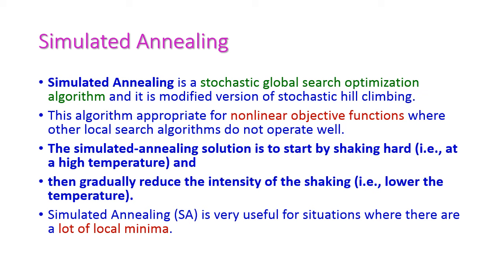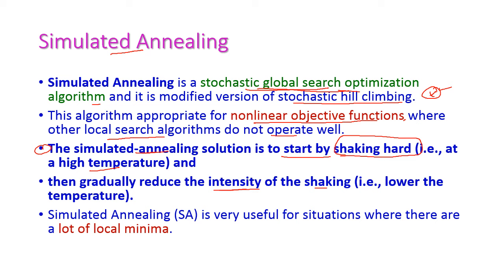The simulated annealing algorithm adopts the procedure of physical annealing. It is a stochastic global search optimization algorithm, and it is a modified version of stochastic hill climbing. Okay, and this is very much suitable for non-linear objective functions where the local search algorithm do not operate well. Hence, this is called as global search optimization algorithm. And this simulated annealing solution is to start by shaking hard, that is at very high temperature, and then gradually reduce the intensity of shaking, that is lower the temperature. Okay, this is the procedure of simulated annealing, and this is very useful for the situation where there are lot of local minima. Okay, in this state space there are more number of local minima, then we can adopt this simulated annealing procedure for getting the solution.